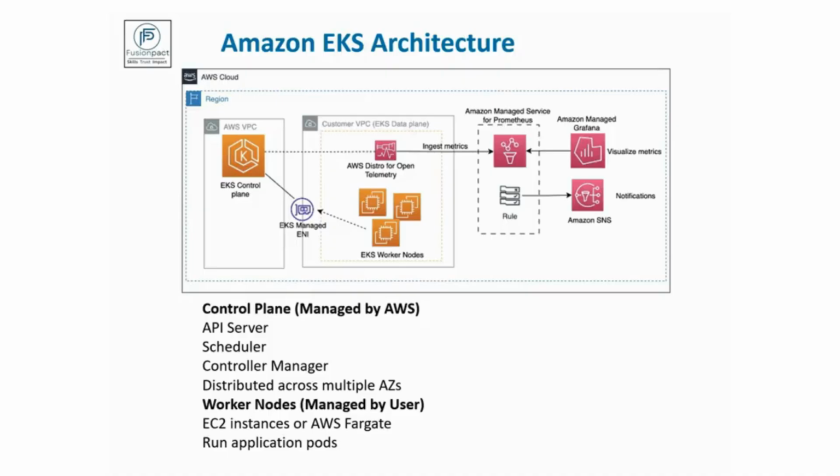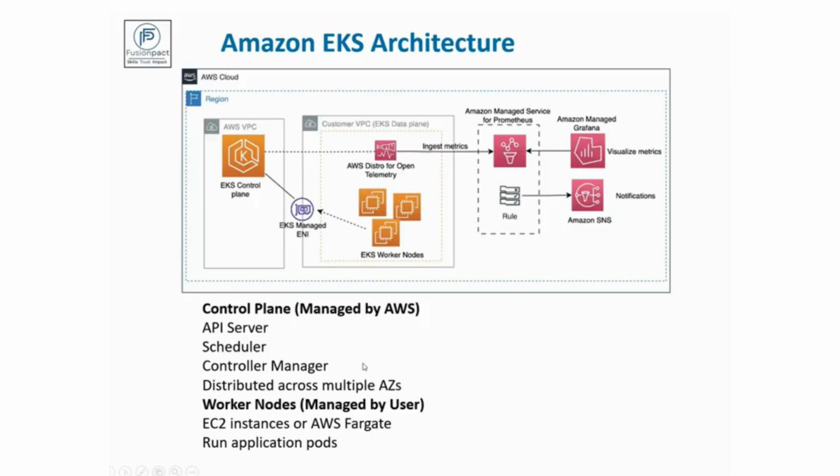Amazon EKS architecture. Amazon EKS has two main parts. The first is the control plane, which is fully managed by AWS and distributed across multiple availability zones. The second is the worker nodes, which can be EC2 instances or AWS Fargate, where our application pods run.